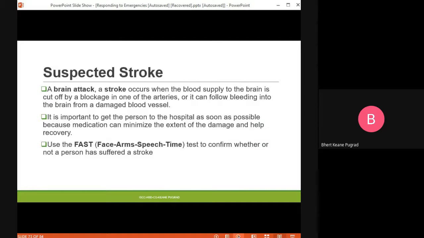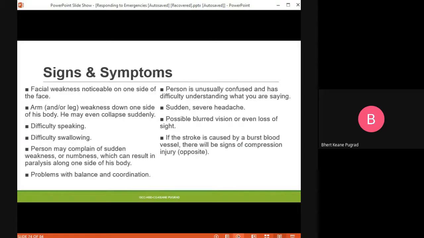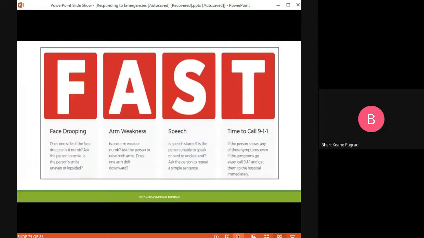Next is your suspected stroke. So your suspected stroke or your brain attack or stroke. Okay. So in this case, no, sa mga cases ng stroke, dapat ay mabilisan din yung ating action because time is very crucial sa mga cases na to. So you need to use the FAST mnemonic or FAST acronym to confirm whether or not the patient has suffered from stroke. Okay, so later on, so ano ba ang FAST?